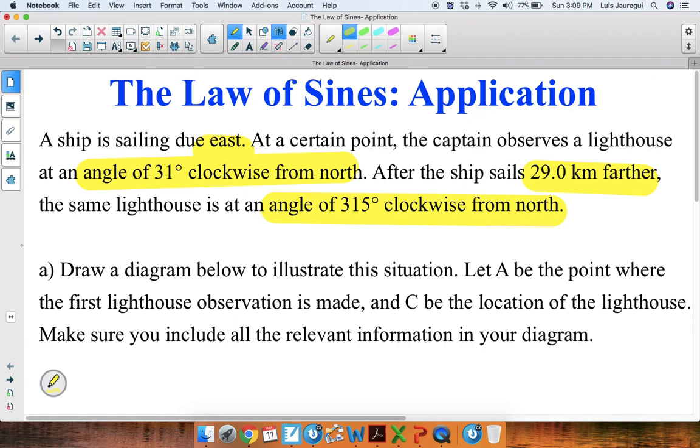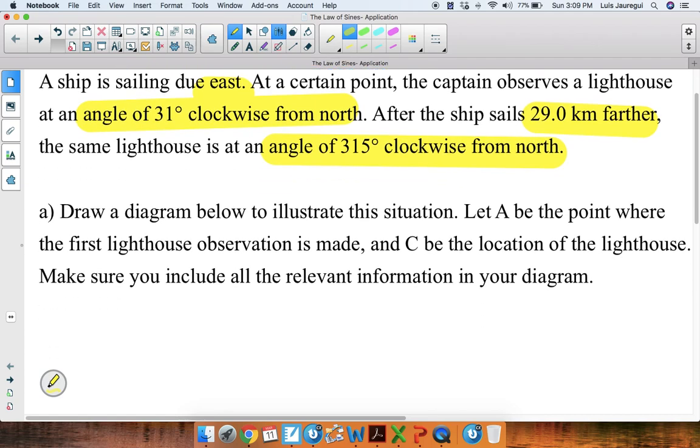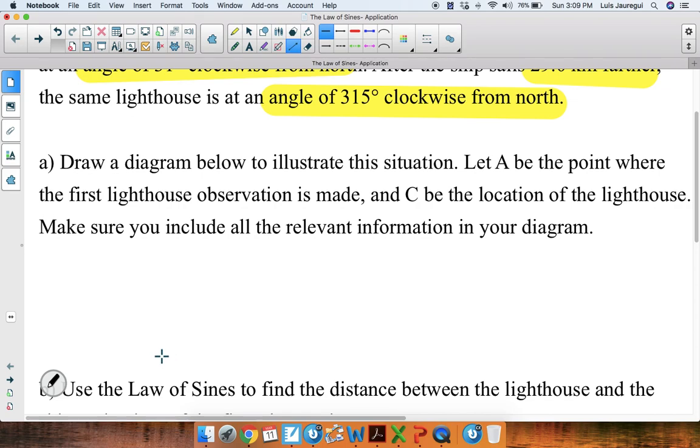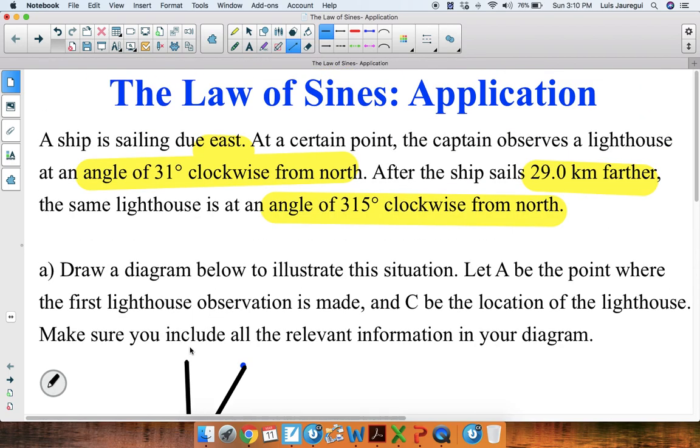Now, we're being asked to draw the diagram. So let's go ahead and get started with the actual scenario here. We know for sure that we are going towards east, based on the first sentence, we're going due east. Now, let's say we have a specific lighthouse here. Somewhere along the pathway, the captain turns around and looks at this particular lighthouse. That particular lighthouse would have an angle of 31 degrees clockwise from north.